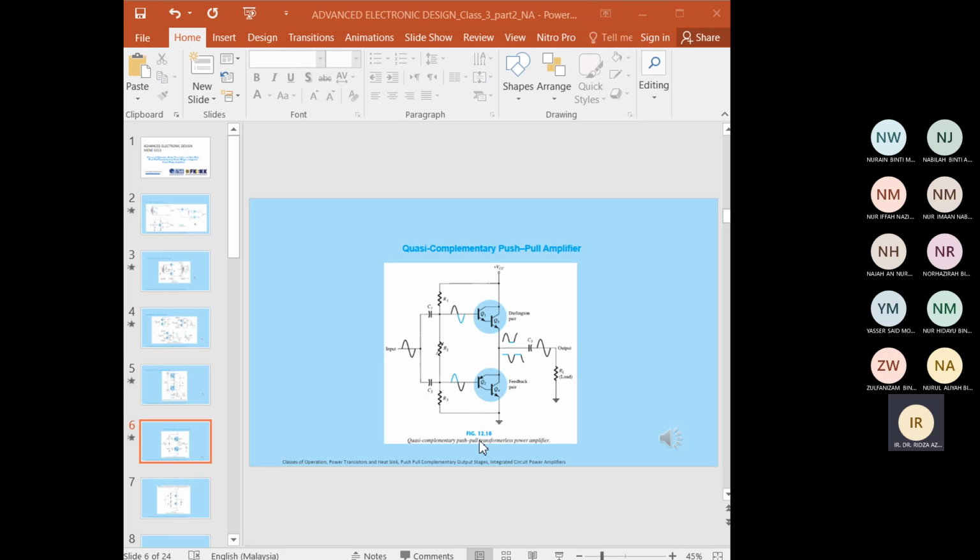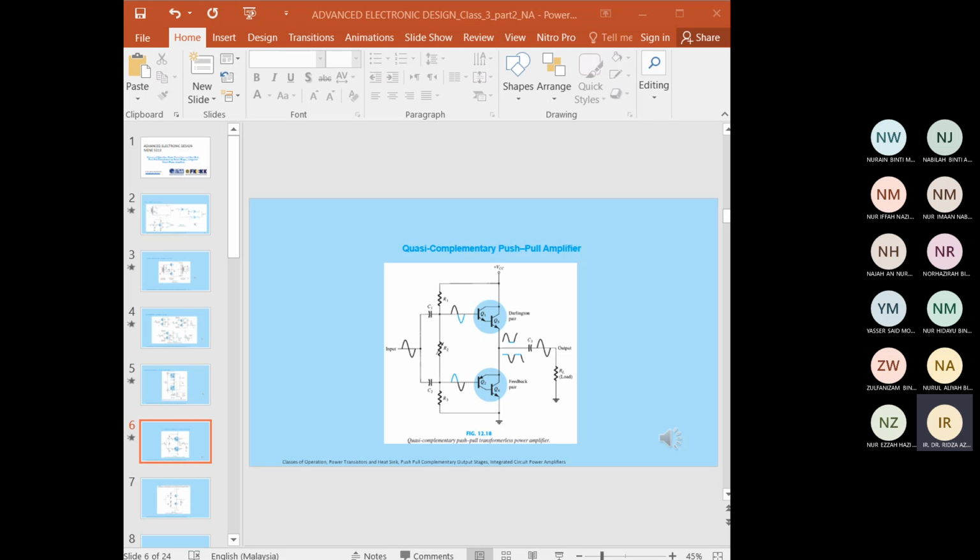Okay, so figure 12.18. The push-pull operation is achieved by using this complementary pair. So this is the Darlington pair. One is NPN, another one is PNP. The Darlington pair is NPN, and the PNP is the feedback pair. So the push-pull operation is achieved by using the complementary transistors Q1 and Q2, before the matched NPN output transistors Q3 and Q4.